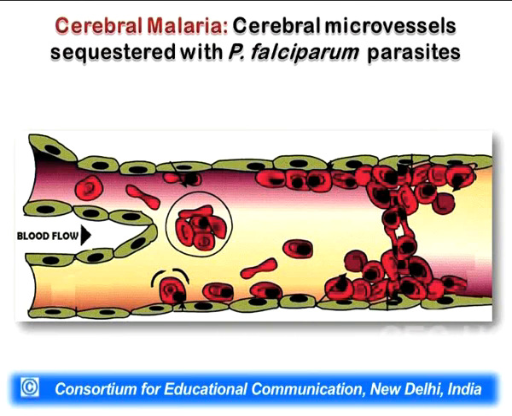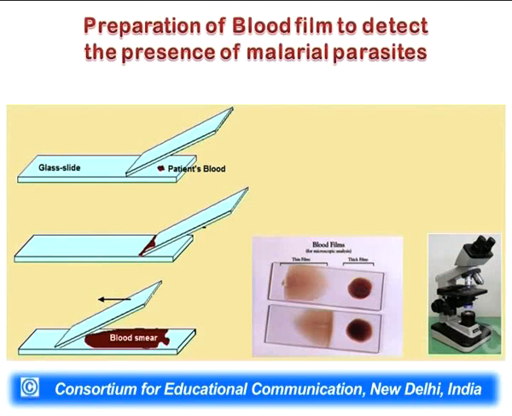And these Plasmodium falciparum parasites, many a times due to this property of sequestration and cytoadherence, are referred to as the cerebral malaria parasite. Now, when a patient goes to a doctor and the doctor senses that the patient might be suffering from malaria, the first thing he does is go for an observation under the microscope, or a blood film observation, to detect the presence of the malarial parasite.